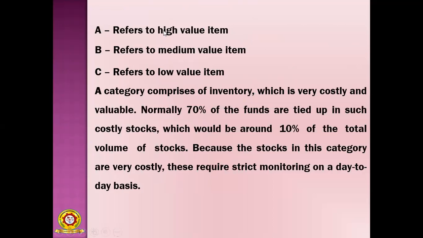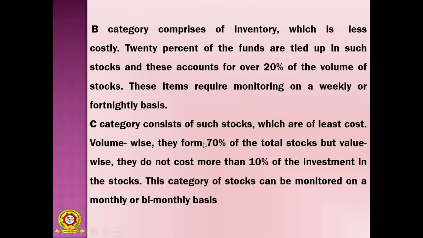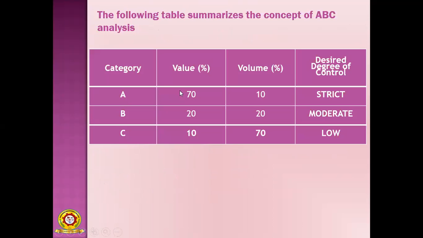Some have high value, which come under group A, medium value come under B, and low value come under group C. Okay. So how do you maintain this stock? For category A, the value of the raw material is 70% and you have to maintain a volume of only 10%. Then the desired degree of control is strict. That means they have high value. 70% is the value of that raw material, so they have the highest value.